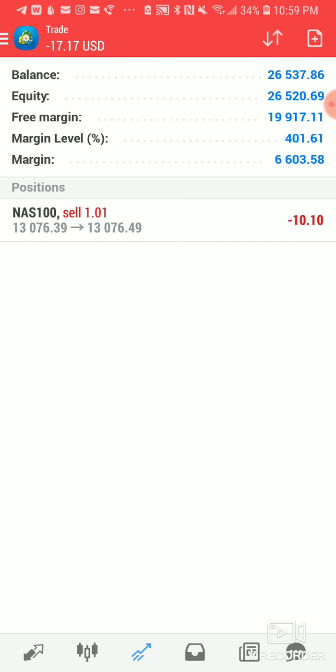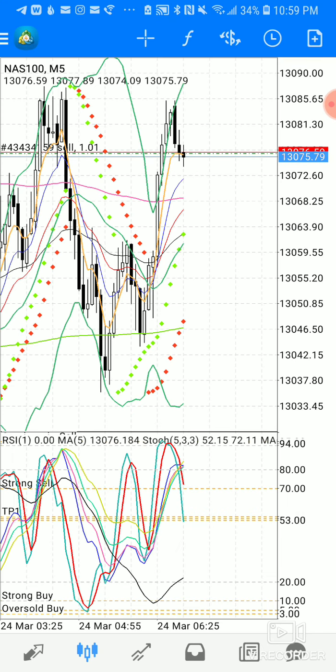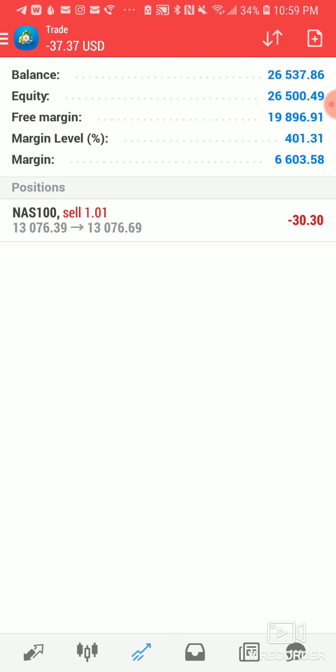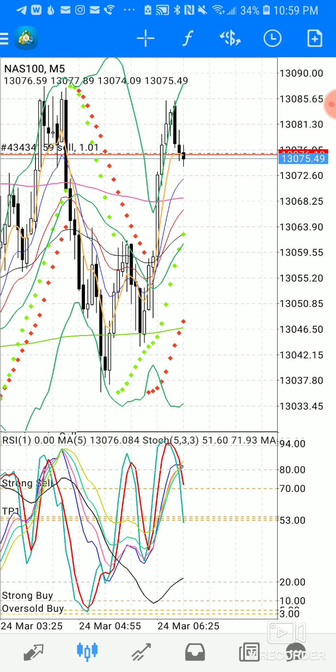It just depends on how much drawdown you have. So I'm going to go ahead and get out of this once I get in profit. Moves pretty quick.